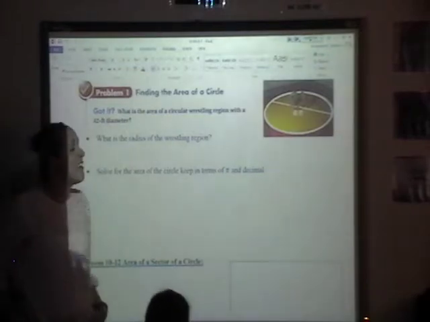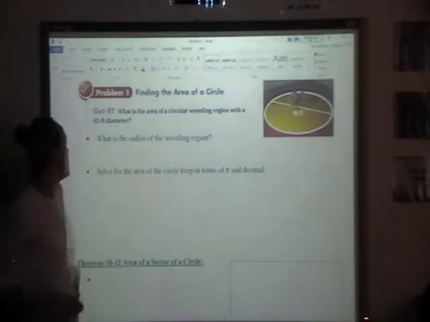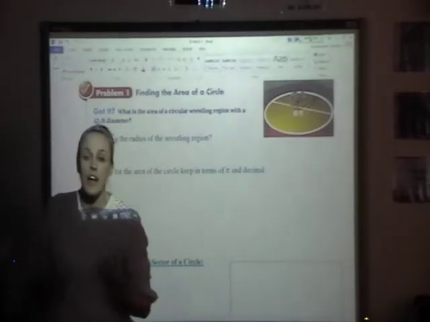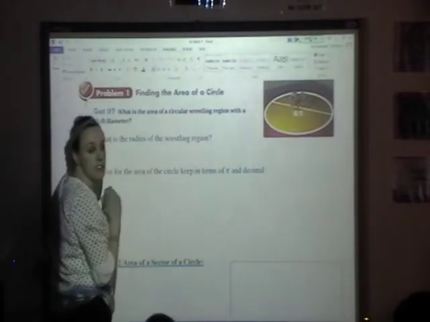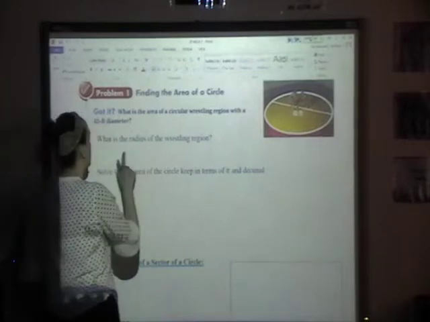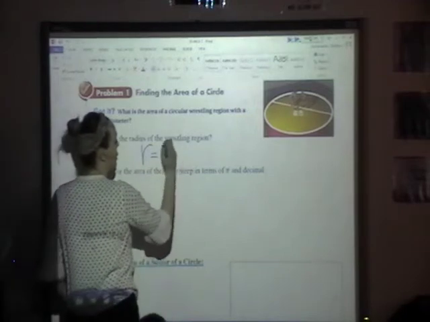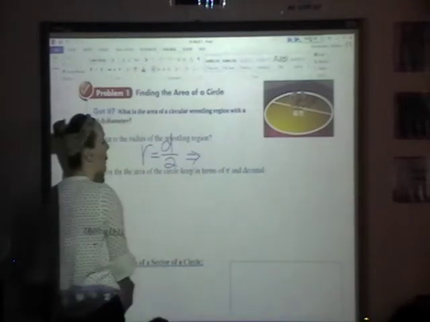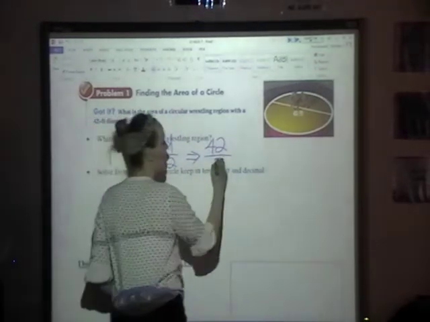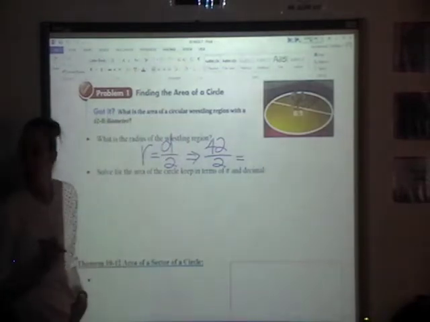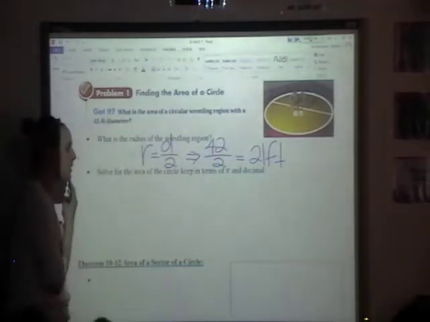Okay. So what is the area of a circular wrestling region with a 42-foot diameter? So we need to find the radius because our formula for area is pi r squared. So to find the radius, it is equal to your diameter cut in half. So your diameter divided by 2, we can plug that in. Our diameter is 42 divided by 2. What is 42 divided by 2? 21. So we're going to be using the radius of 21.